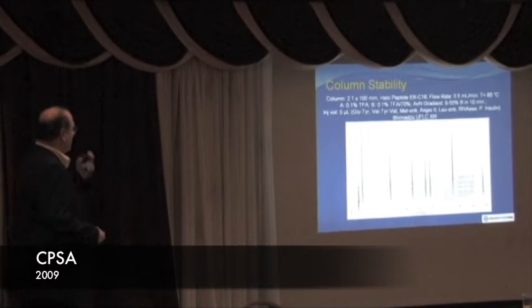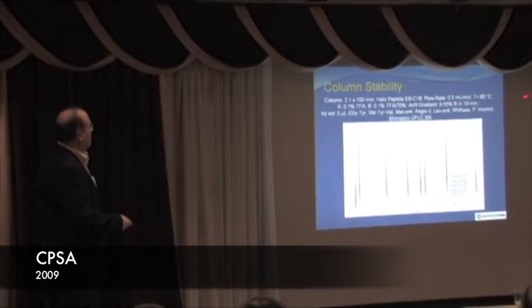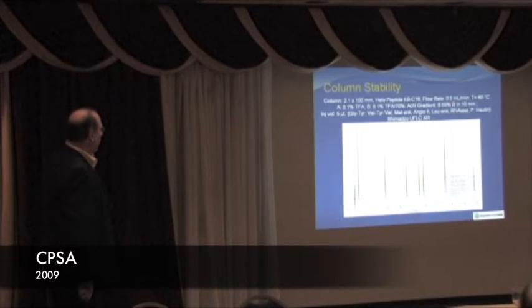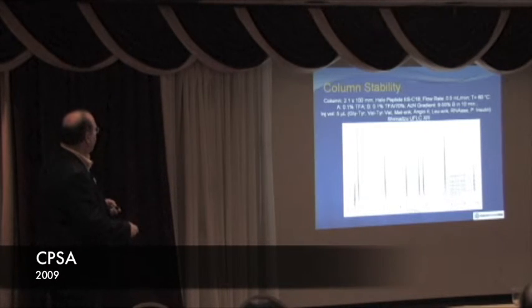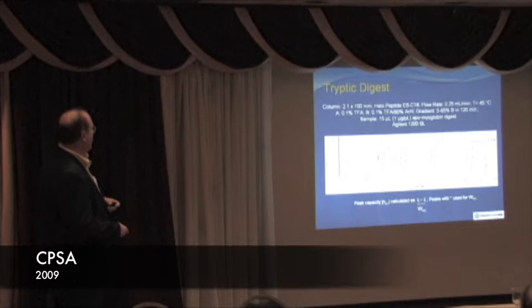As far as column durability, here's a 2.1 by 100 Halo peptide C18, half a milliliter per minute, 60 degrees C, an overlay of the runs from 1 to 775 for a variety of peptides ranging from a dipeptide all the way out to about 14 kilodaltons and 5,800 daltons. An example tryptic digest of apomyoglobin. This was done on an Agilent 1200 SL. 124 bars is maximum pressure for this. Peak capacity of about 212 there.